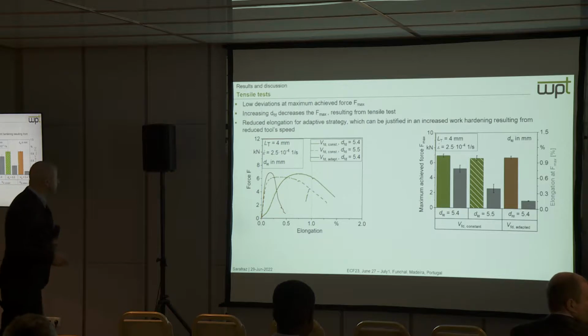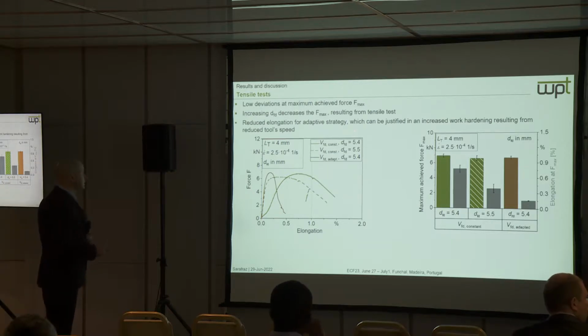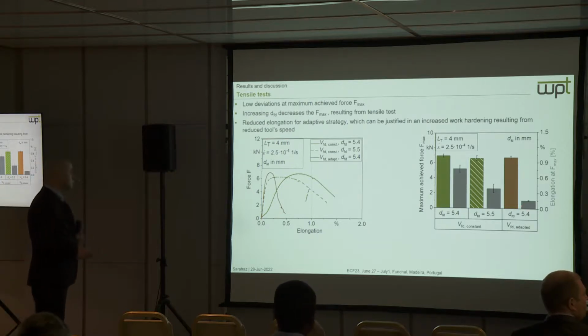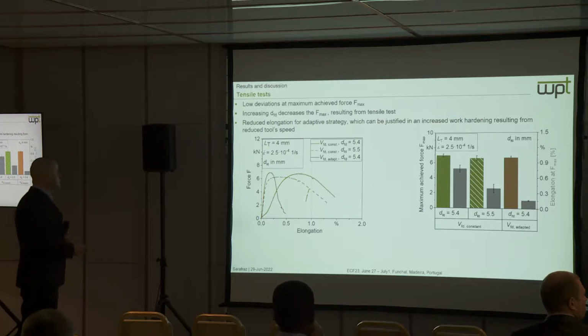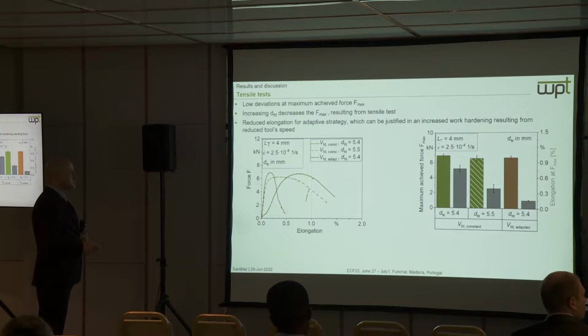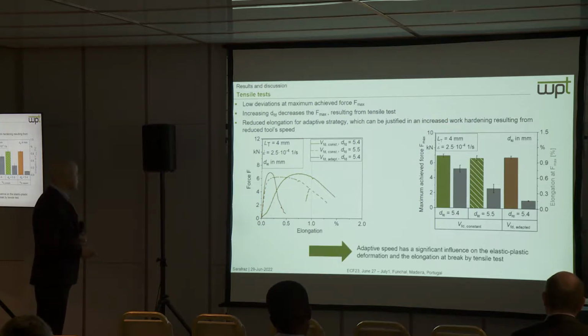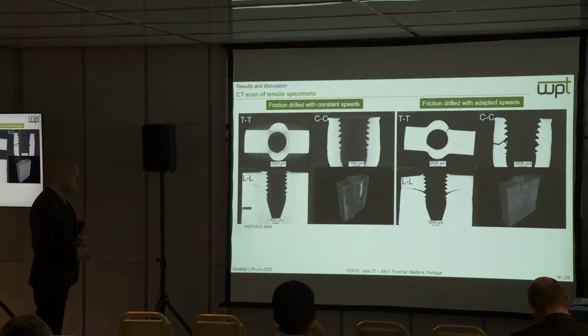The other thing we can say is that the elongation at break is lower in comparison to constant speed, which can be justified by an increased work hardening resulting from reduced tool speeds. Adaptive speed has a significant influence on elastic-plastic deformation and the elongation at break in the tensile test.